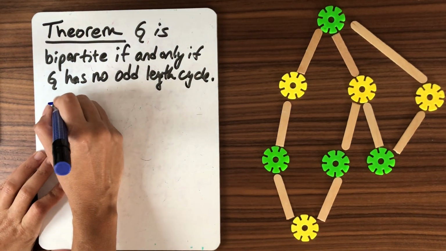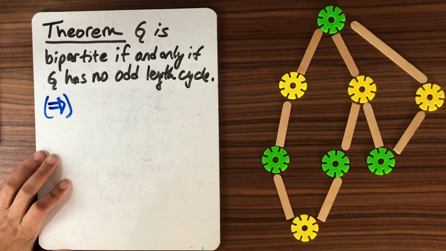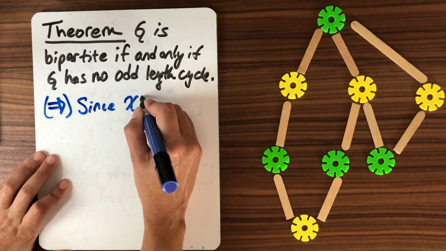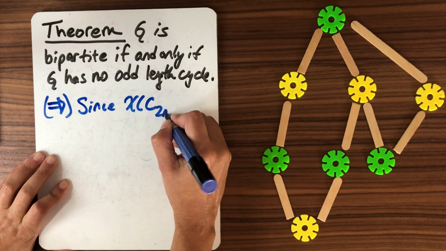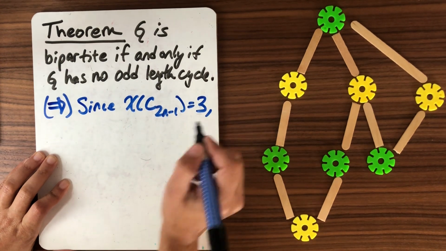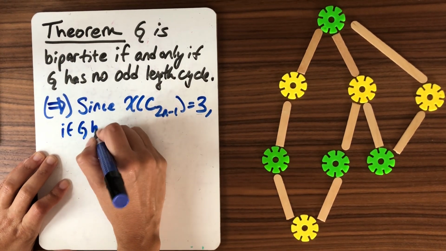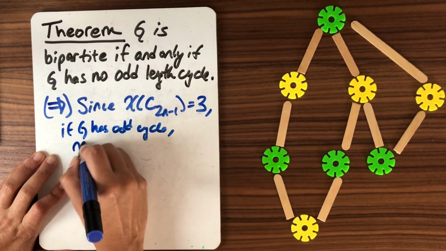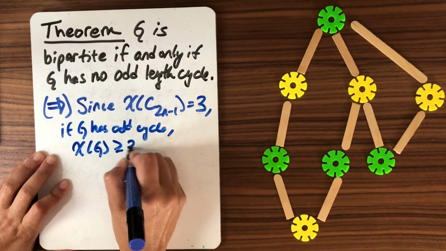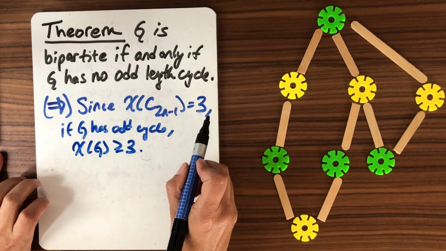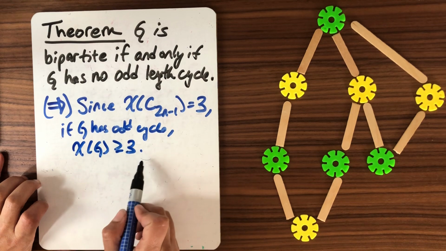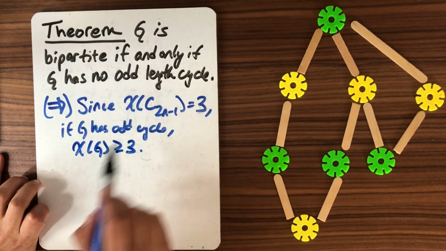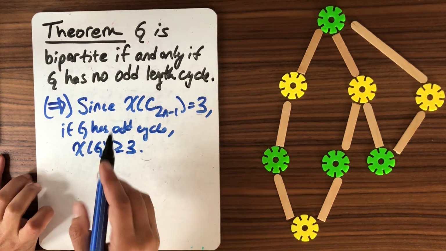There are 2 things to prove, right? An if and only if statement always has 2 halves. So since we know that the chromatic number of C2N minus 1 is equal to 3, if G has an odd cycle, then we know that chi of G is greater than or equal to 3. If you need 3 colors for a cycle, and you've got a cycle, you need at least 3 colors. So that proves that G is bipartite only if it has no odd cycle. So what we need to do is prove the other direction.